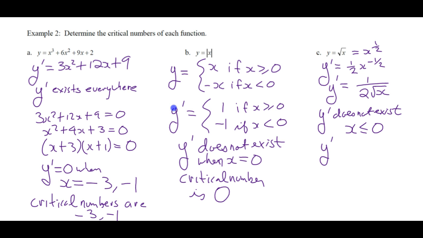So y prime is never 0, right? I mean, we can't put a value of x in to make that 0, but we have a critical number at 0, right? So a critical number is 0, where it doesn't exist. Where it first doesn't exist, I guess. I mean, I don't really care about out there. There's nothing there, but 0 is the first place it doesn't exist.